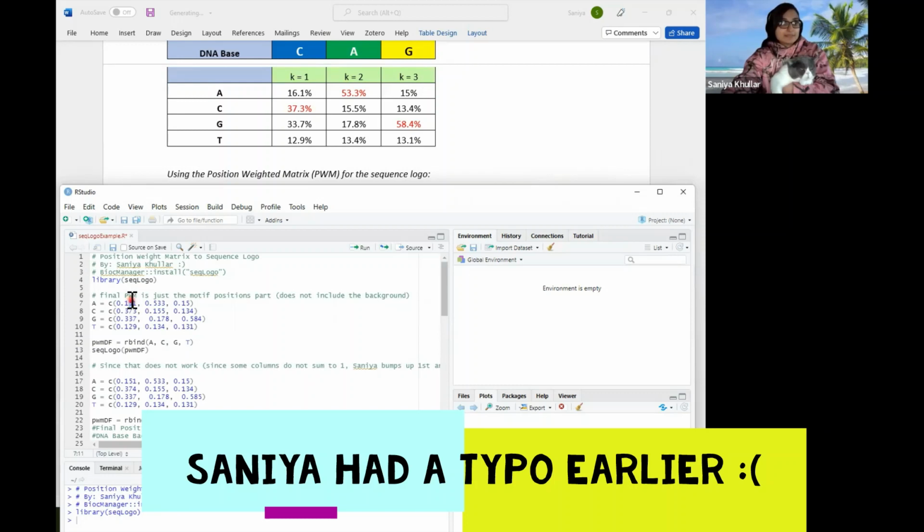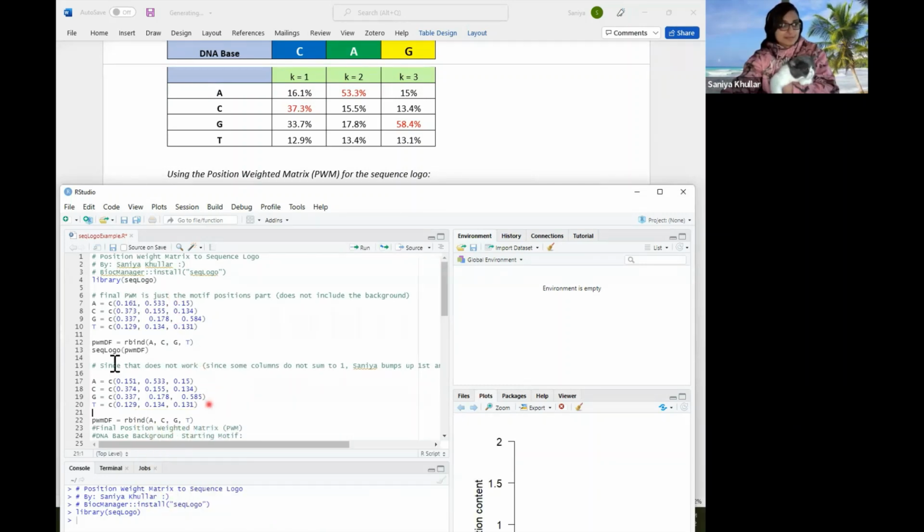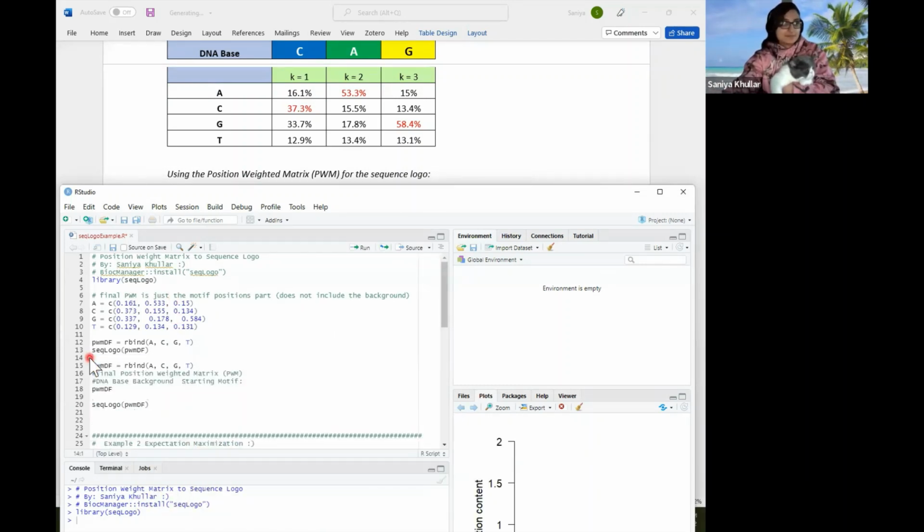That explains it. There should be a 16 one. Eeks, my copying is bad. Now let's see, this will work. I have to make it a matrix so that I can use seqLogo. So seqLogo basically needs a matrix of A, C, G, T. We need to represent this same information in this PWM DF.